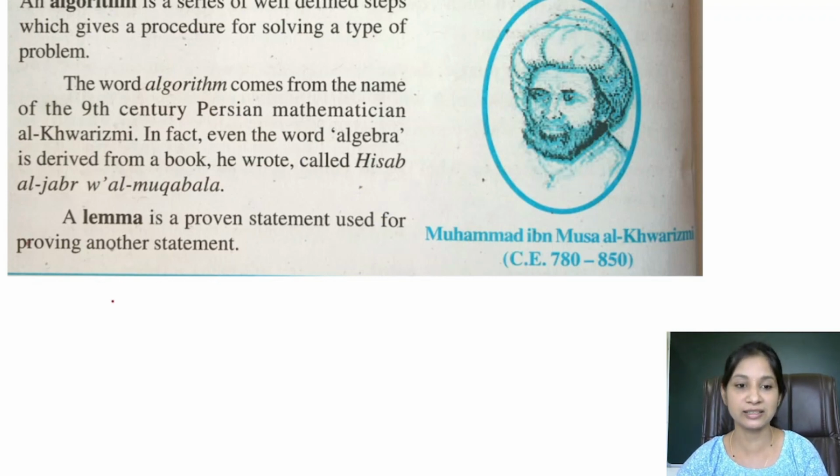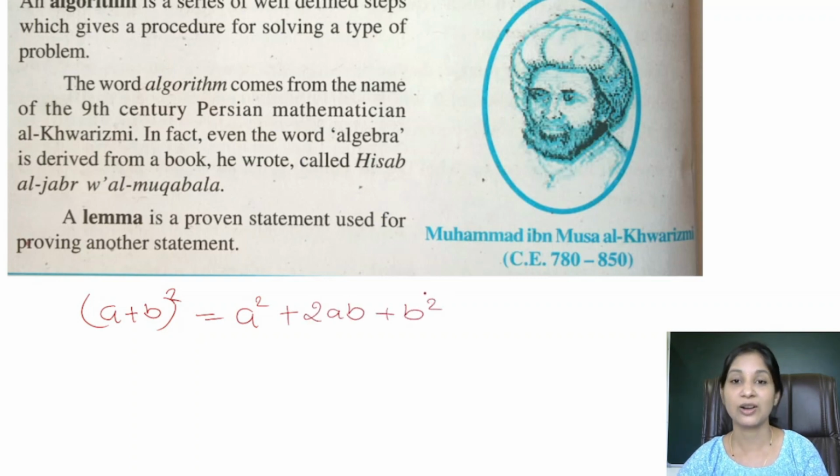Yes, we already learned that (a plus b) the whole square equals a square plus 2ab plus b square. This is nothing but a lemma. That means an already proven statement. So we use this lemma in order to prove or in order to find out the values in other examples.